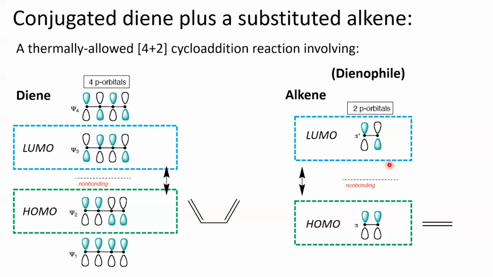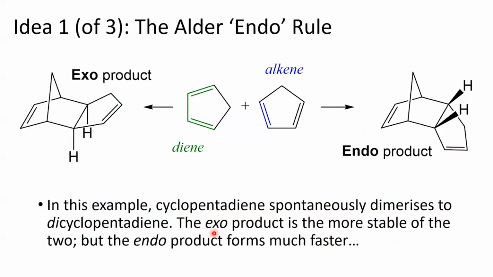So to summarise, in our Diels-Alder reaction, we're going to be reacting a diene and an alkene. One of these species will be in the HOMO state, the other one will be in the LUMO state. Because Diels-Alder reactions are all about getting proper overlap of orbitals between our 2 reagents, we need to know what these HOMO and LUMO arrangements of orbitals look like. Now we've covered that, there's 3 ideas that we're going to talk about today that are relevant to Diels-Alder reactions. First one we're going to cover is the Alder endo rule.